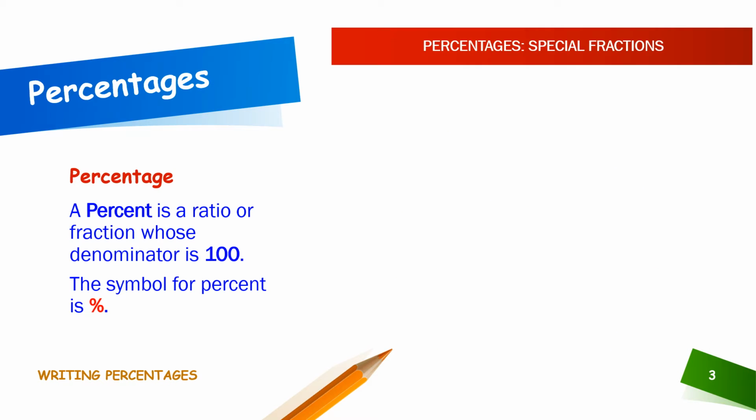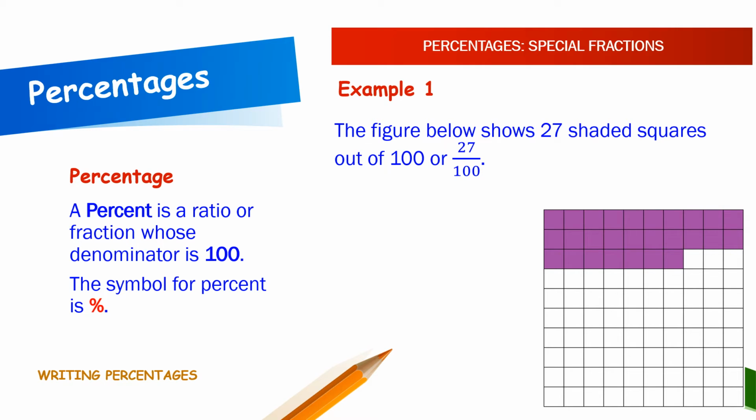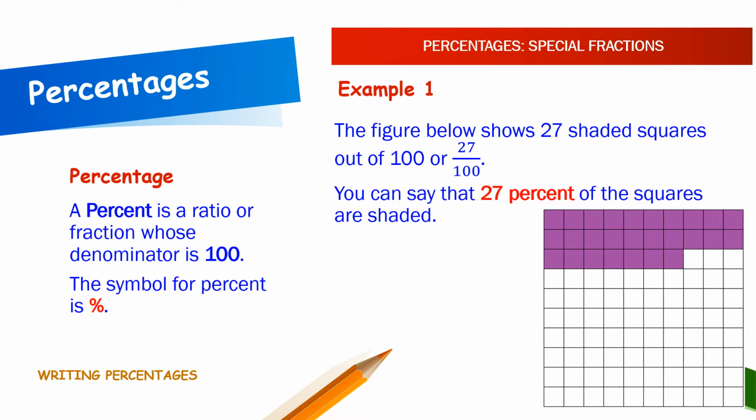A percent is a ratio or fraction whose denominator is 100. The symbol for percent is a diagonal line with a zero on either side as shown in red on your screen. Let's take a look at an example. The figure shows 27 shaded squares out of 100. You can say that 27% of the squares are shaded. This can be written as shown in red on your screen.